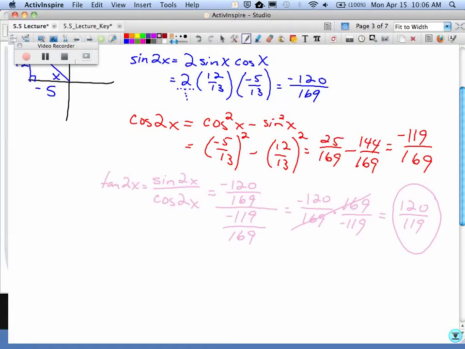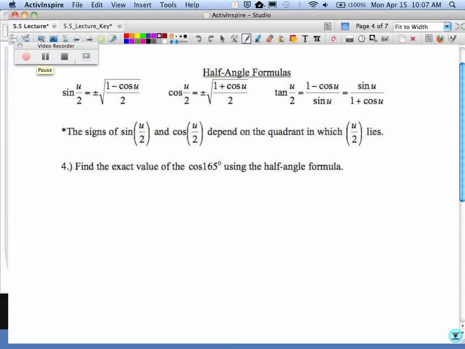Half angle formulas. The plus or minus that you see in the half angles, they're on your formula sheet. Those are not like plus or minus like you would when we do a square root of something already squared. You will choose which one to do.